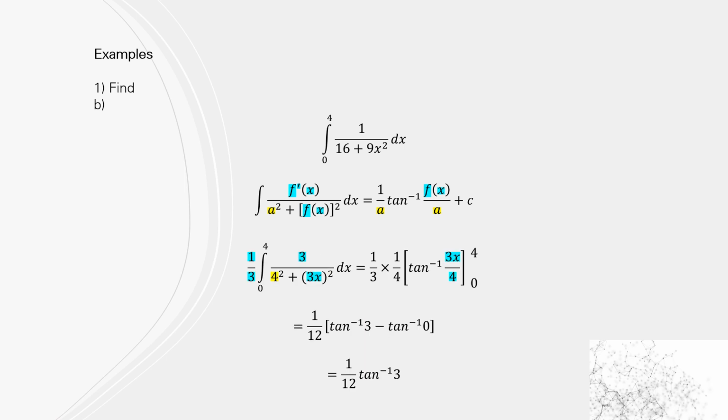So that gets me a third times 1 over a, or 1 over 4, tan minus 1 of 3x over 4. Replace the x with a 4 minus replacing the x with a 0, and we get 1/12 tan minus 1 of 3 minus tan minus 1 of 0. Tan minus 1 of 0 is 0, so I get a 12th tan minus 1 of 3. That's an exact answer, obviously.